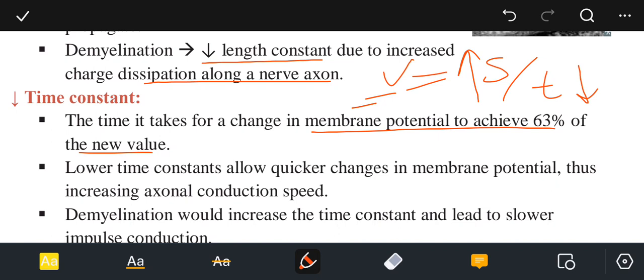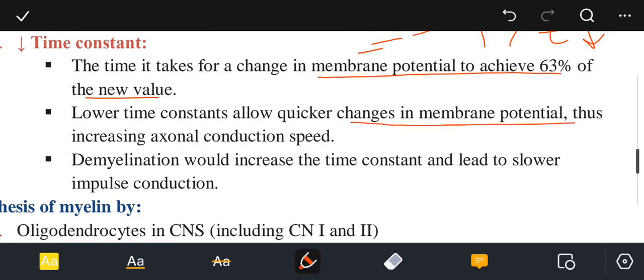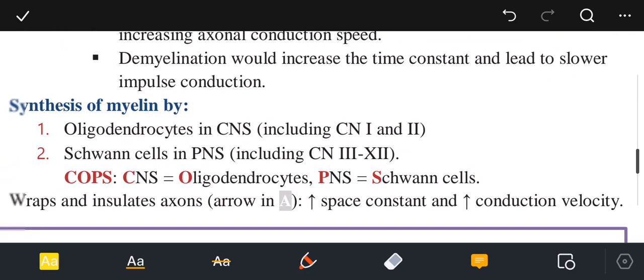And the reverse is true when we are talking about the pathology related with the demyelinating conditions. A lower time constant allows quicker changes in the membrane potential, thus increasing the axonal conduction speed. Demyelination would increase the time constant and lead to slower impulse conduction.